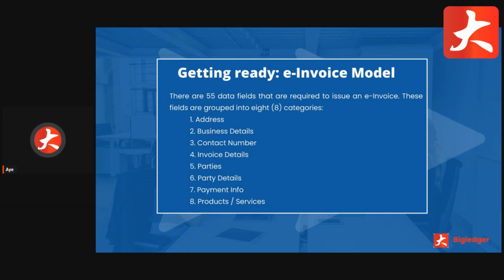So if let's say you are using API, then the service provider or ERP system, the software provider, they must understand these 55 data fields to map their own system for the successful submission.